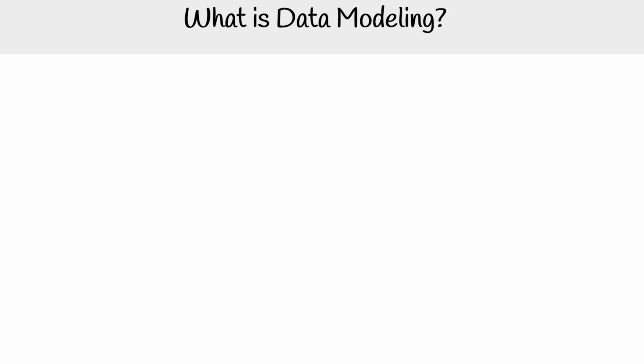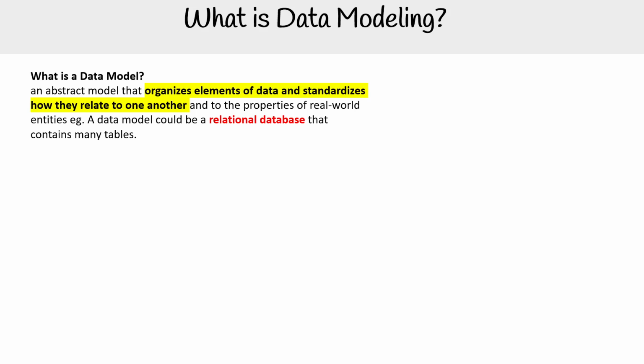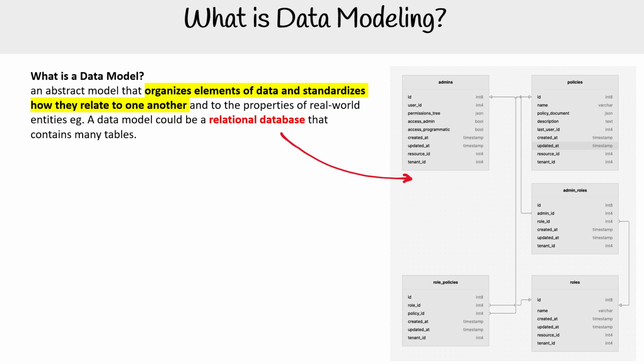Let's take a look here at what is data modeling. And so let's answer what is a data model. This is an abstract model that organizes elements of data and standardizes how they relate to one another and to the properties of the real world entities. A data model can be a relational database that contains many tables, as the example here on the right hand side.